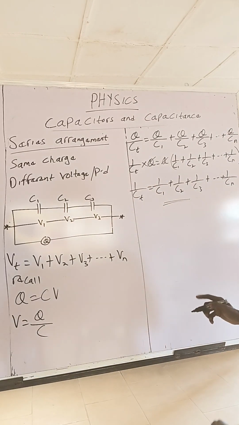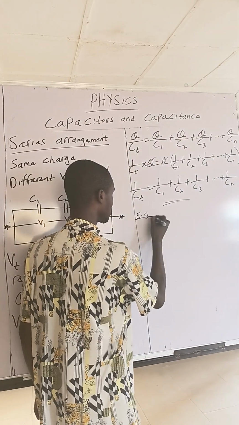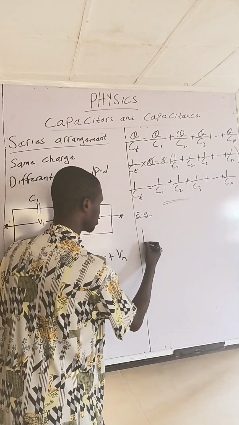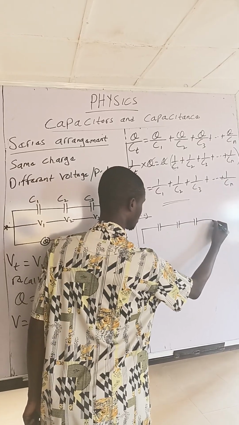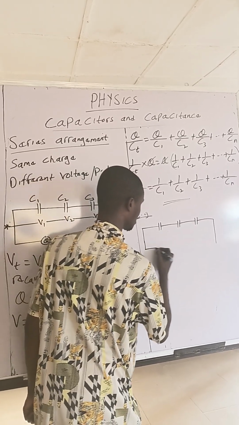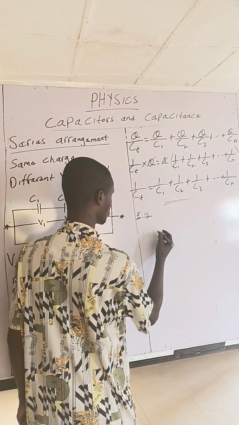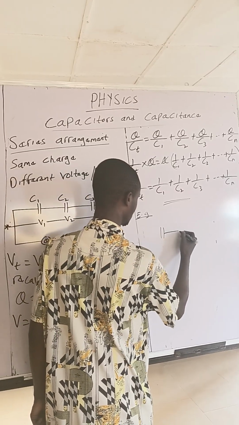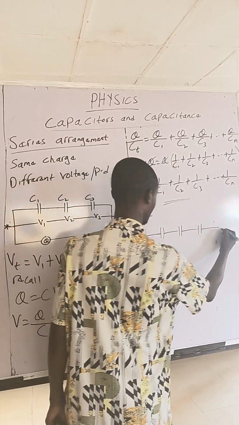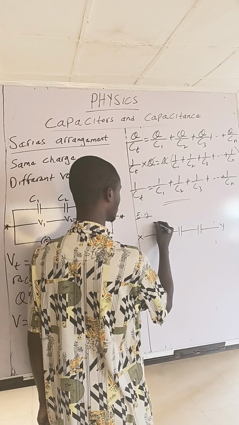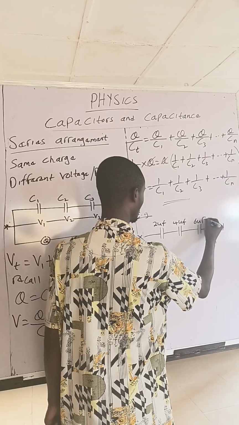Now, from there, let's see an instance. Let's have an example. Let's say we have something like this. Or better still, let me just give a simple illustration. A simple illustration from point X to point Y. So let's now say we have 2 microfarad, 4 microfarad, and we have 6 microfarad.